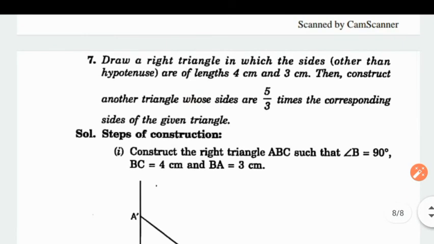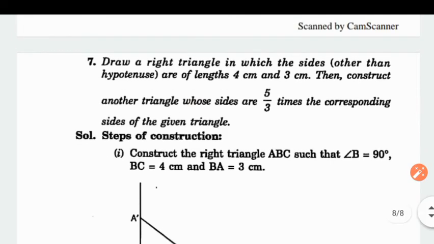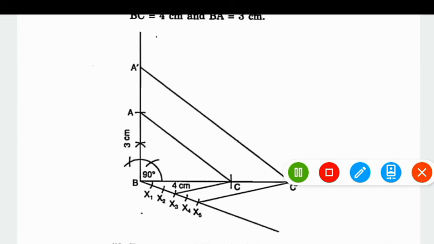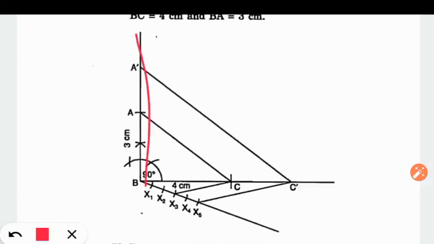So take length 4 centimeter or 3 centimeter as base. So 4 centimeter is taken as base. So first BC is drawn. Any length is taken and cut here, which is 4 centimeter. Now at the point B, 90 degree is drawn, as we know it is a right angle triangle. So this is 90 degree.